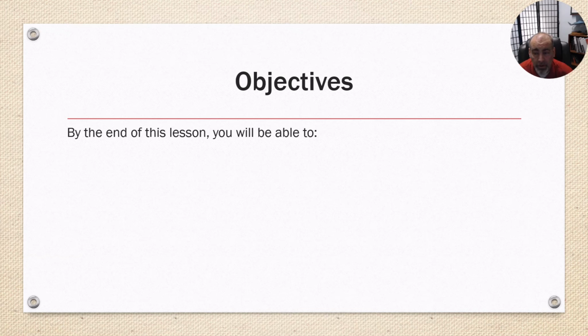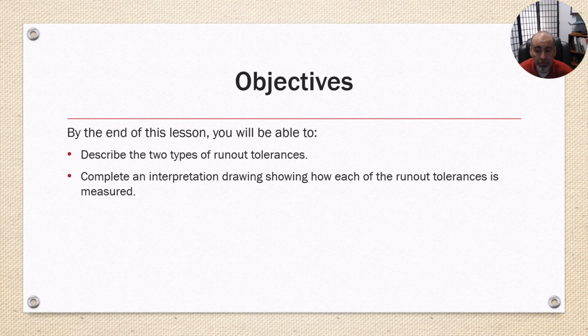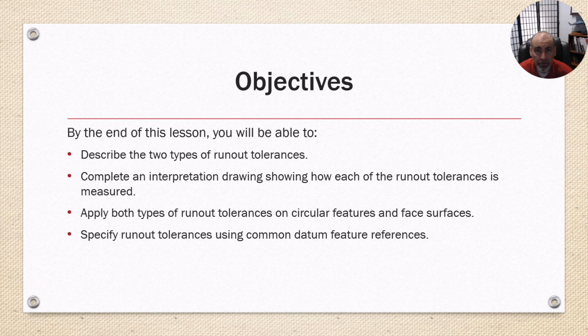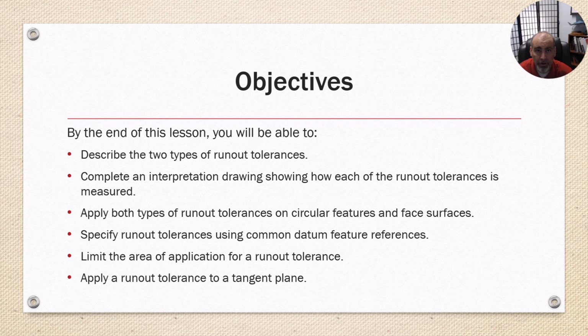Objectives. By the end of this lesson, you will be able to describe two types of runout tolerance, complete an interpretation drawing showing how each of the runout tolerances is measured, apply both types of runout tolerances on circular features and face surfaces, specify runout tolerances using common datum feature references, limit the area of application for runout tolerance, apply a runout tolerance to a tangent plane, and apply a runout tolerance to a feature in an assembly.